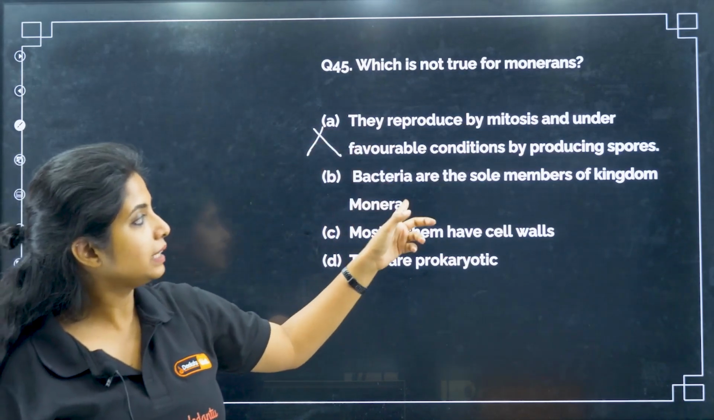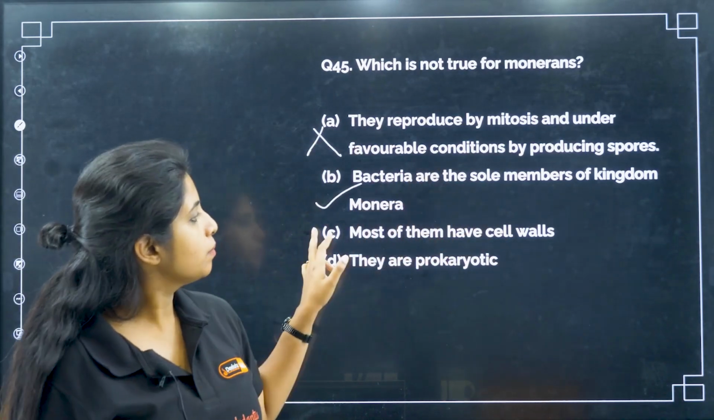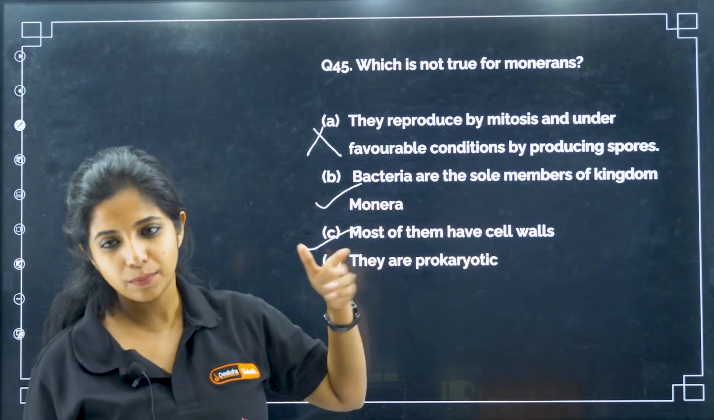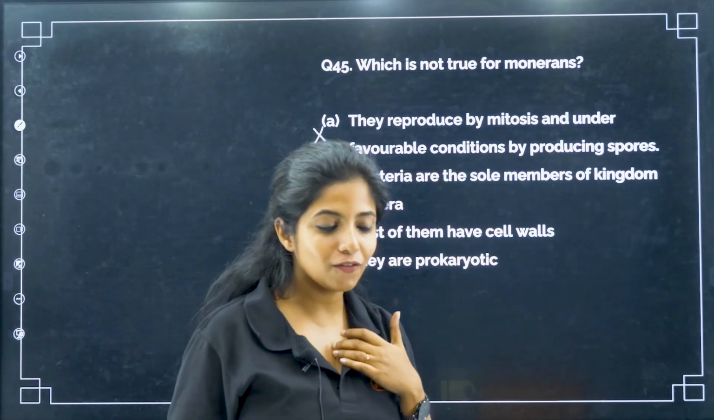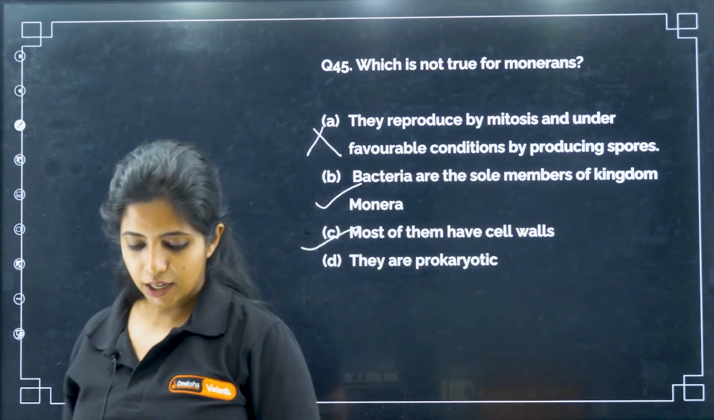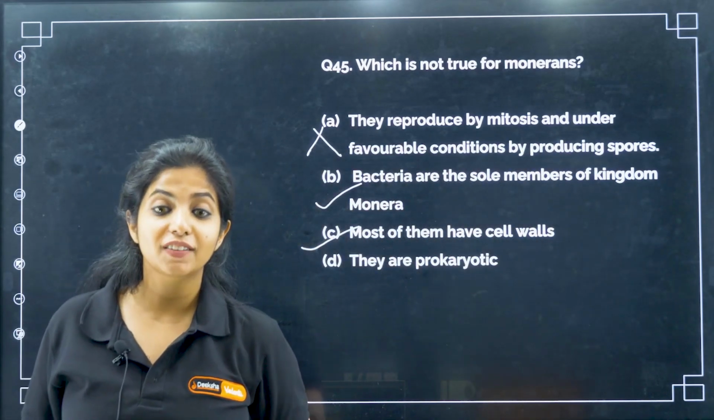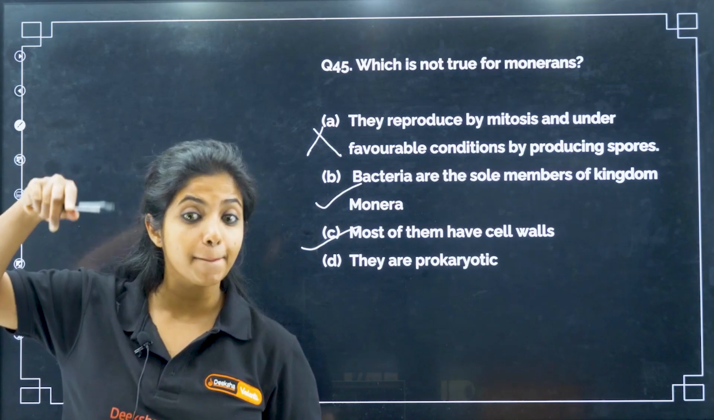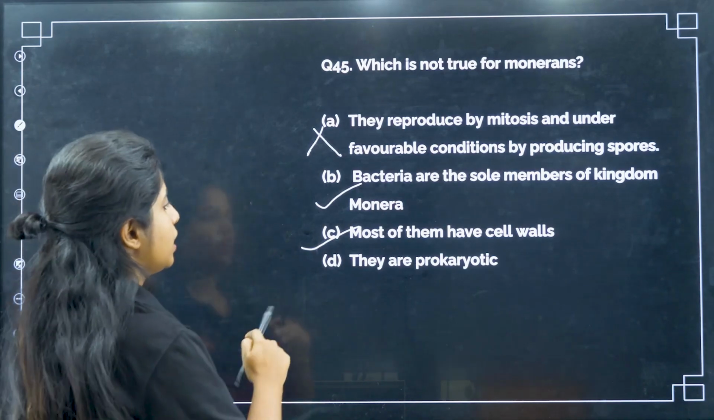But let's go ahead. Bacteria are the sole members of kingdom Monera. Most of them have a cell wall, yes, except one. The name of that particular bacterium is what? It causes pneumonia also. Can you tell the name of the bacteria that does not have the cell wall? Tell me in the comment section. It starts from M.